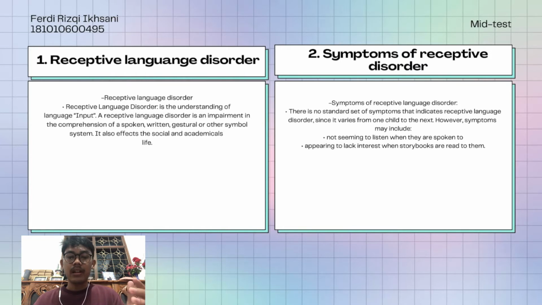Okay, the next slide is the symptoms of receptive language disorder. There is no standard set of symptoms that indicates receptive language disorder. You can see the points in the symptoms: not seeming to listen when they are spoken to, and appearing to lack interest when a storybook is read to them. Okay, this is receptive language disorder and its symptoms.